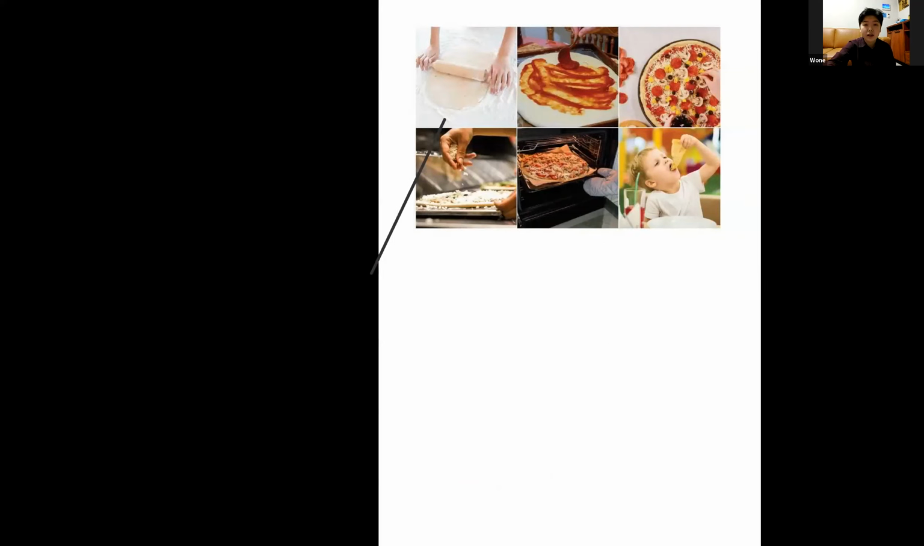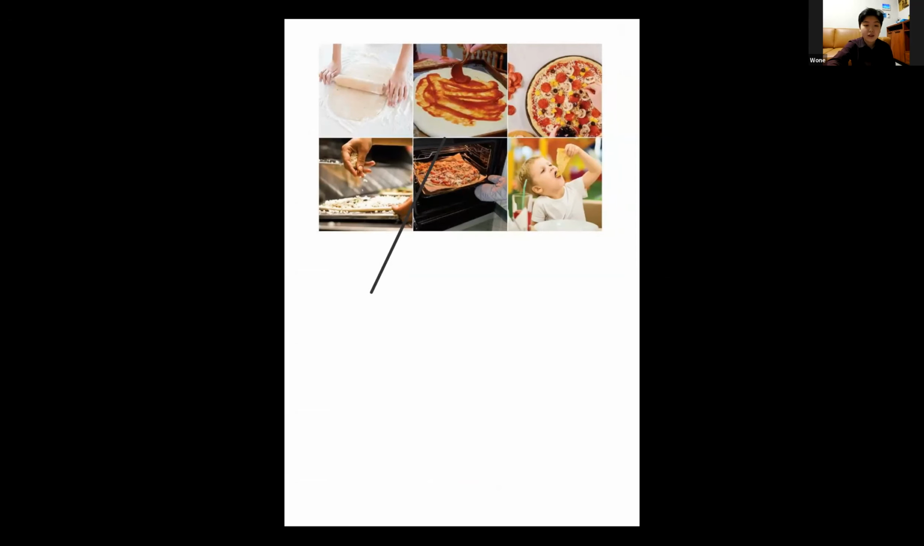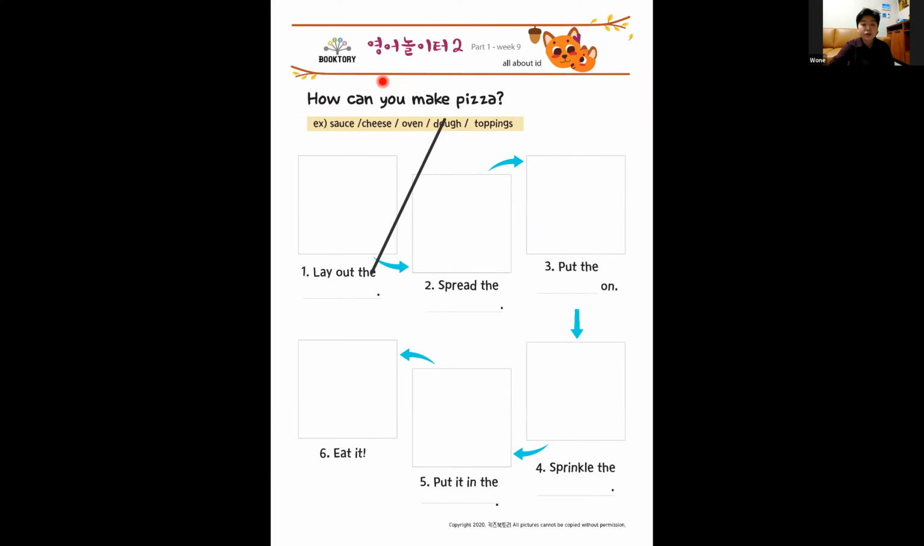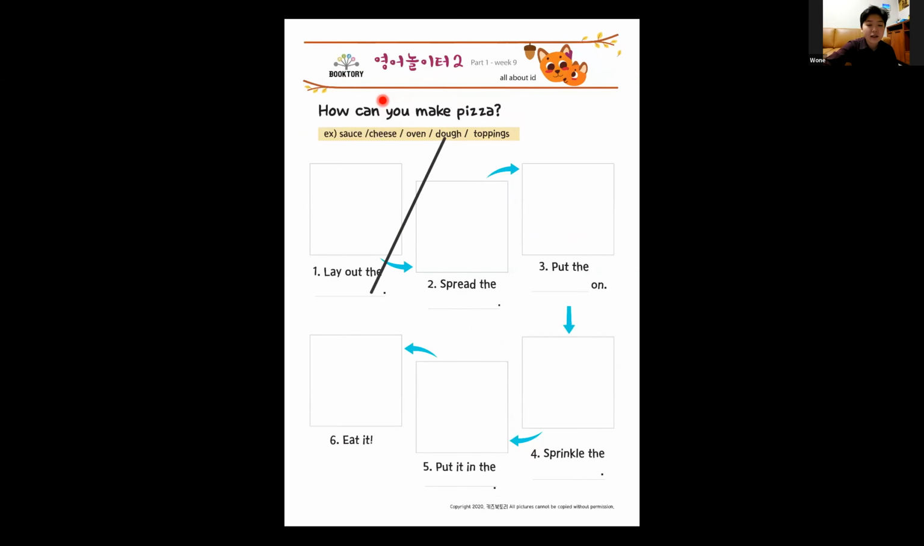So let me go on to the next page here. Yeah, right here. This is the dough. Number two, when we flatten the dough out into a big, nice circle, the bottom part of the pizza is going to be this nice, yummy tomato sauce. Not tomato cheese, not tomato oven, not tomato toppings. It's going to be tomato sauce, right? So let's connect sauce here. You're going to lay out the dough, then spread the sauce.